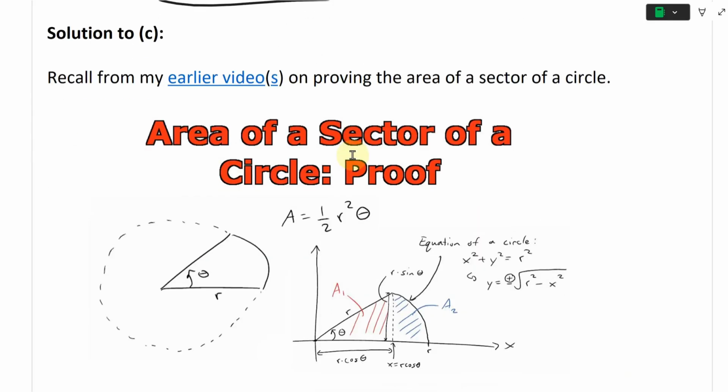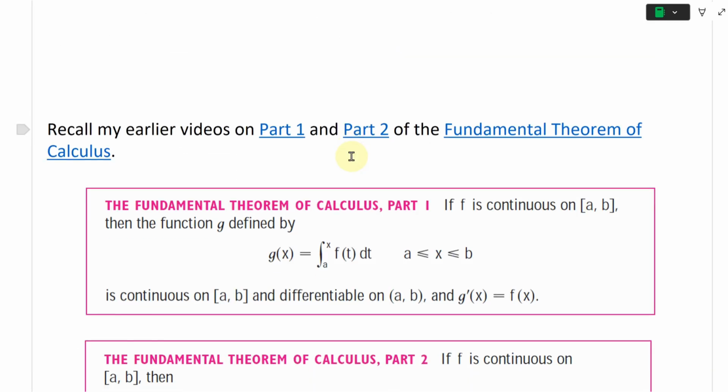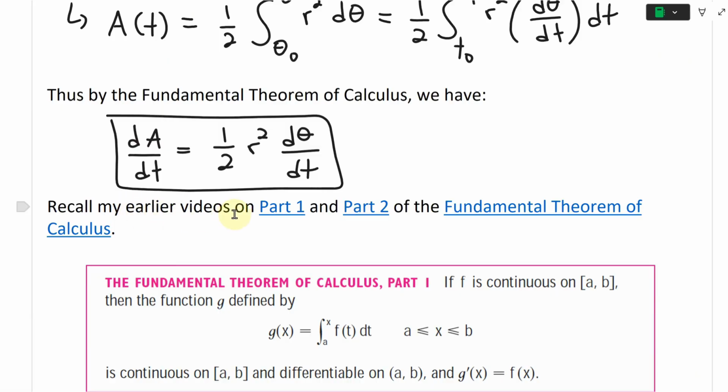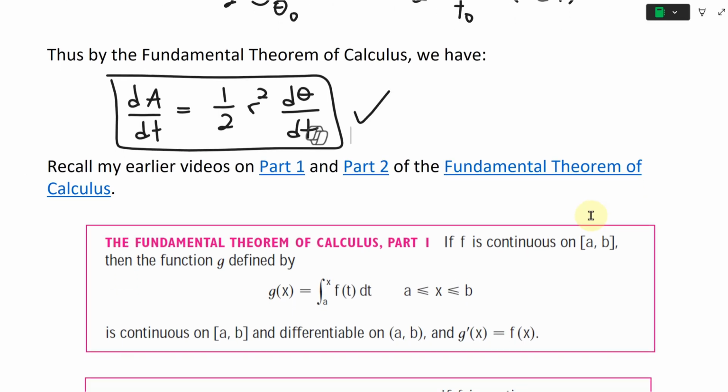And now I'm going to quickly recap the fundamental theorem of calculus from my earlier videos. All right, so going over here. First, I want to make a check mark here. Okay, now we got the right answer.